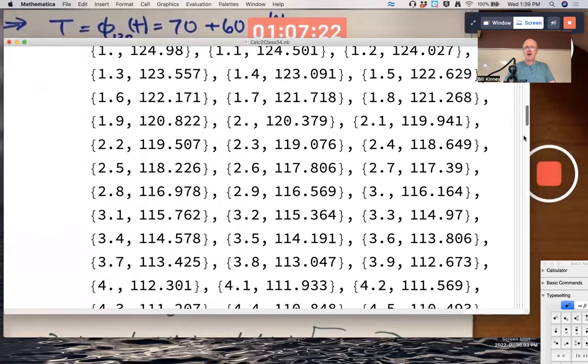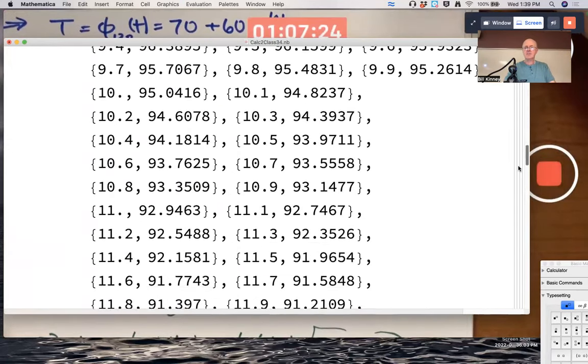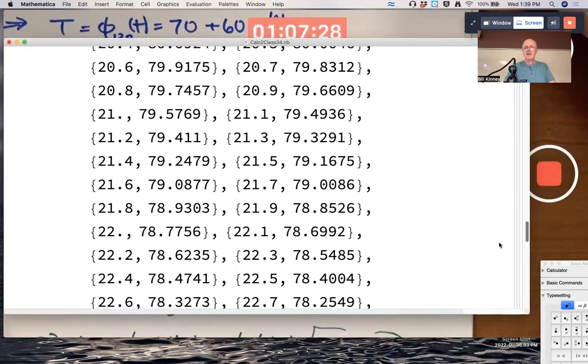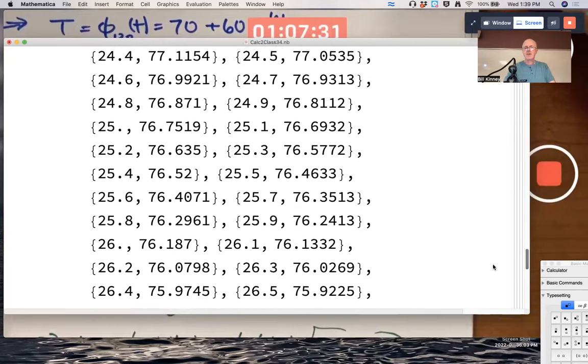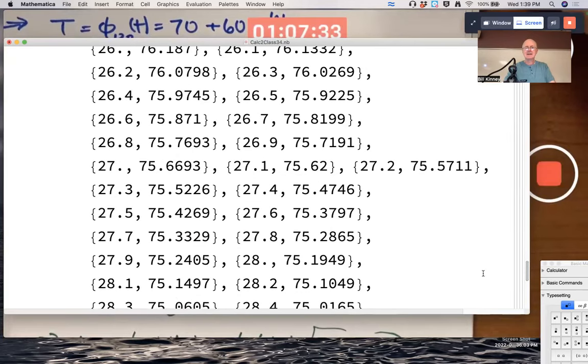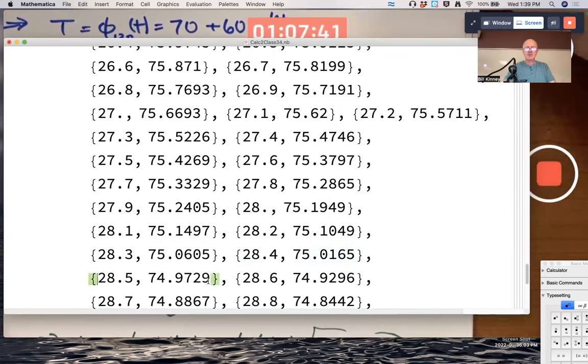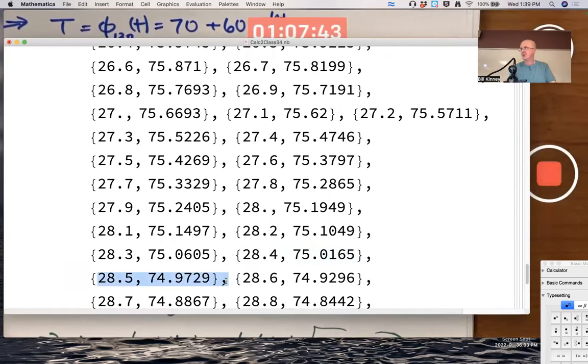And if you go down far enough, you eventually see the second coordinate become very close to 75. Right here is the closest, 28.4 minutes. It's going just below 75 by 28.5 minutes. Remember, the true answer is 28.6. So that did pretty well.